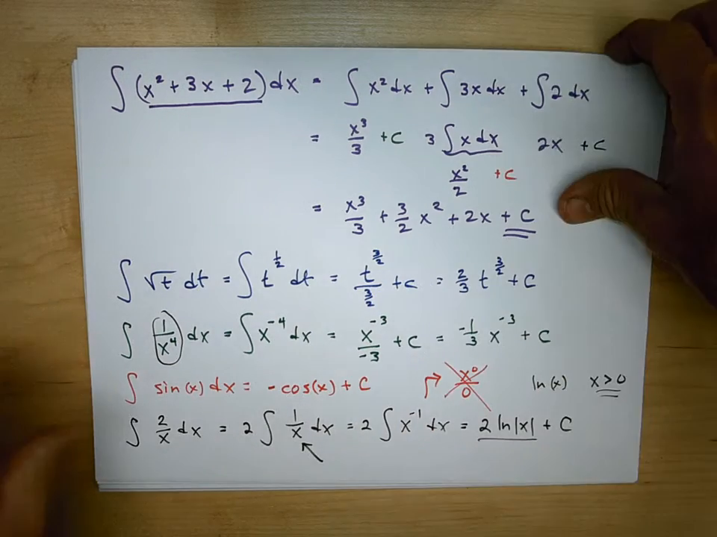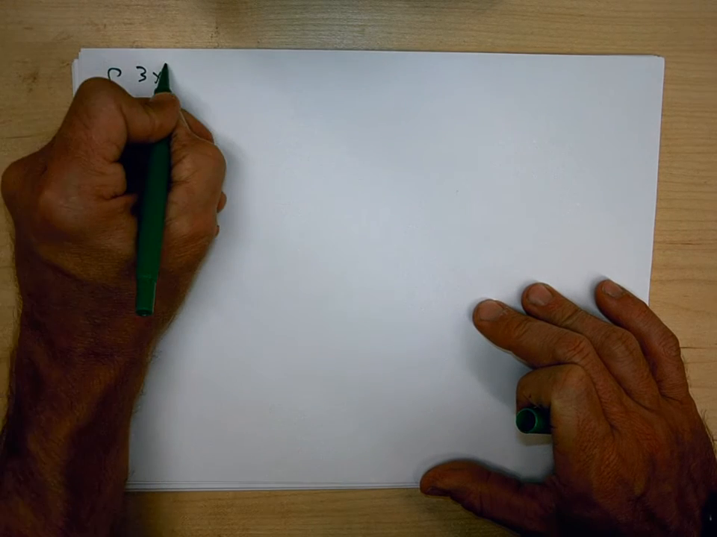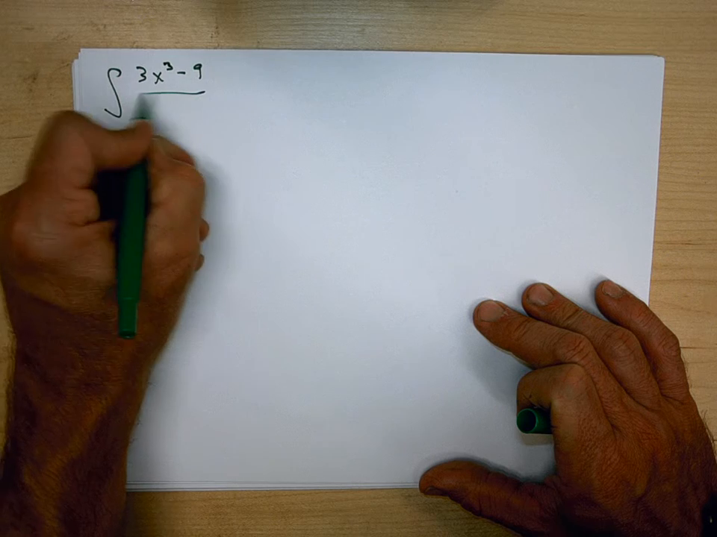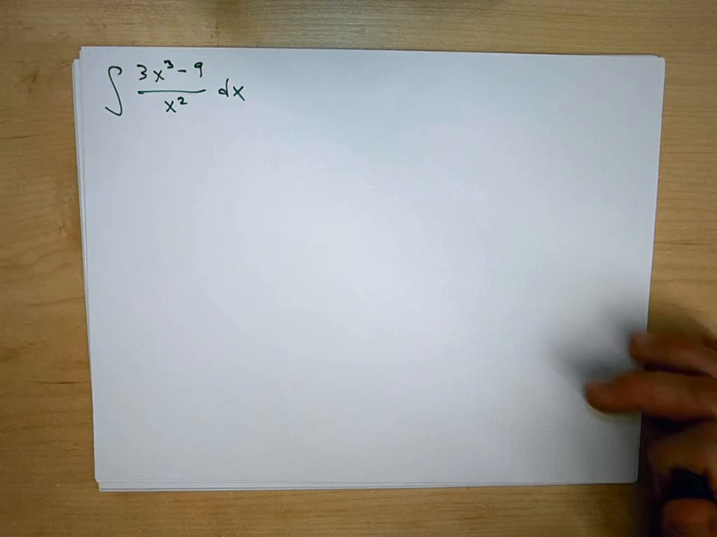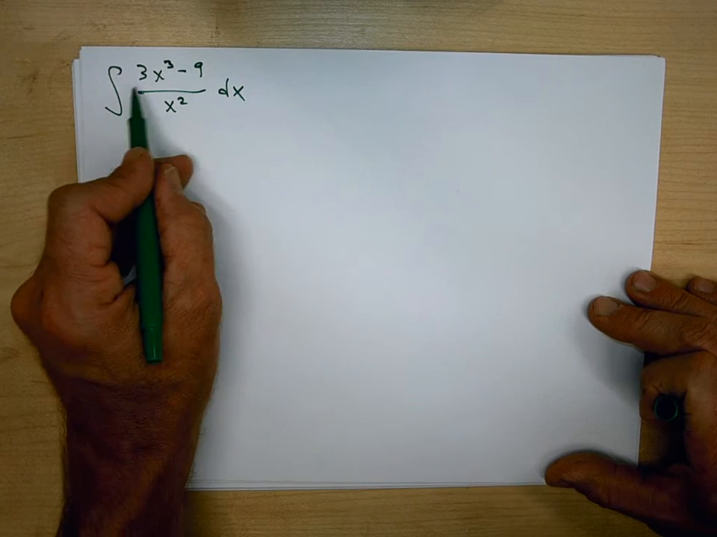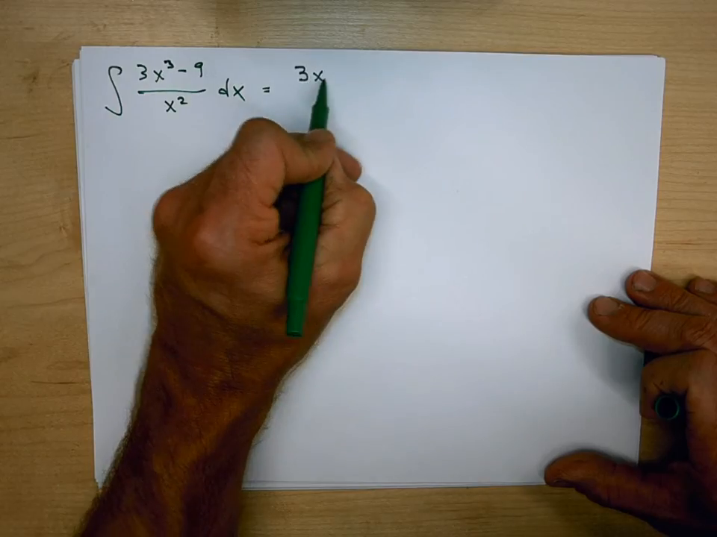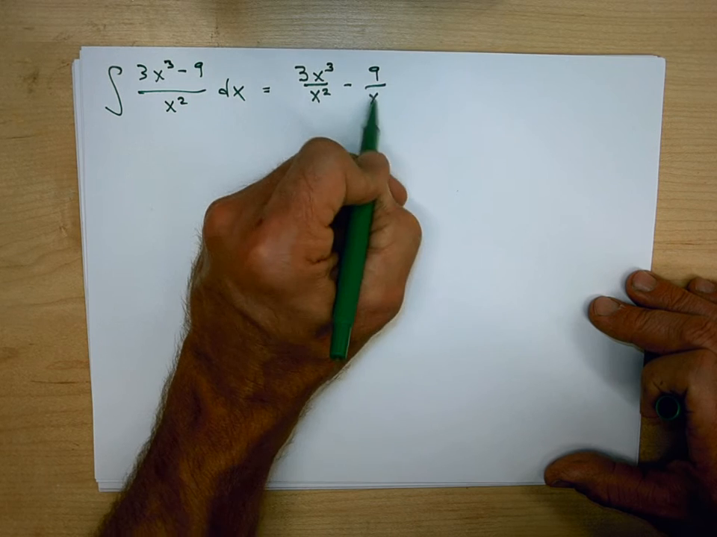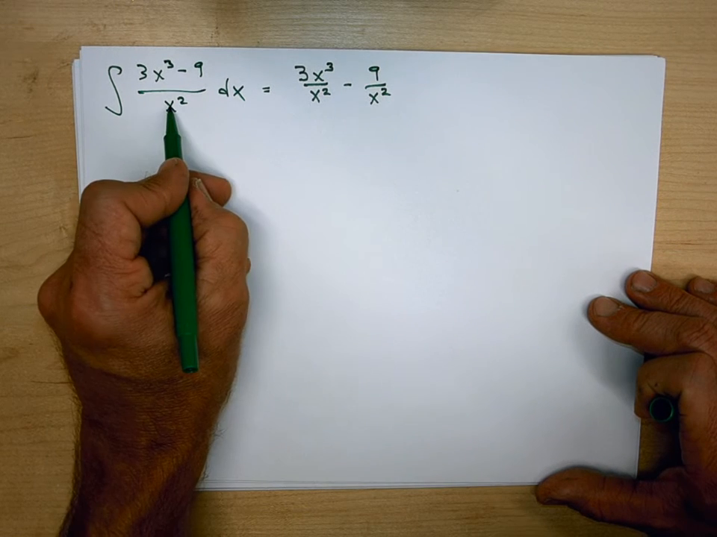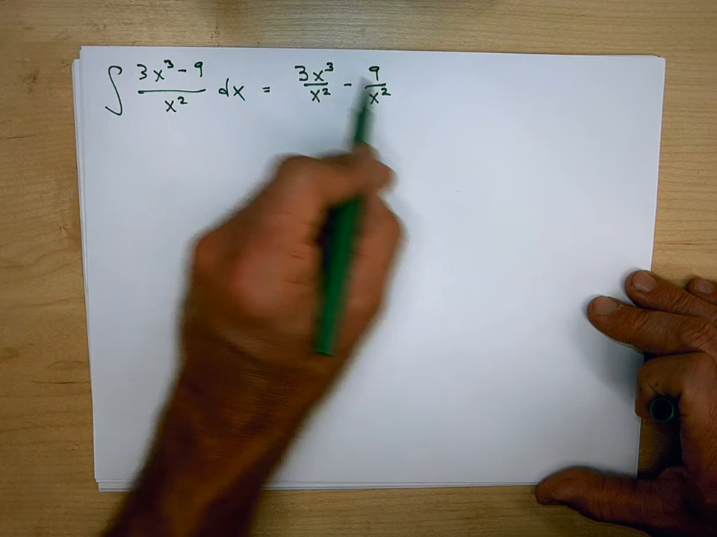Okay, one more example. Let's take a look at something like 3x cubed minus 9 over x squared. All right, now this one looks more complicated at first. The trick is to rewrite this. If I only have a single term in the denominator, I can rewrite this as 3x cubed over x squared minus 9 over x squared, right? This is basically the common denominator in reverse, right? So I can separate this out into 2 terms that I could combine because of the common denominator.